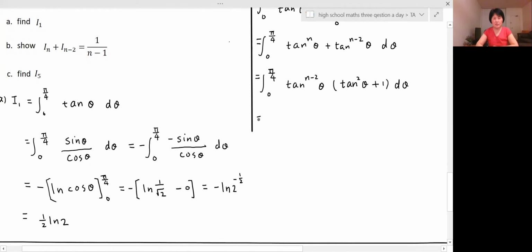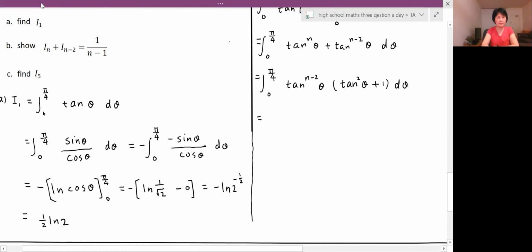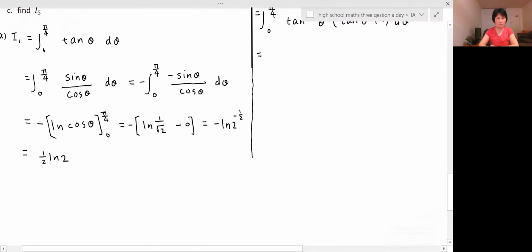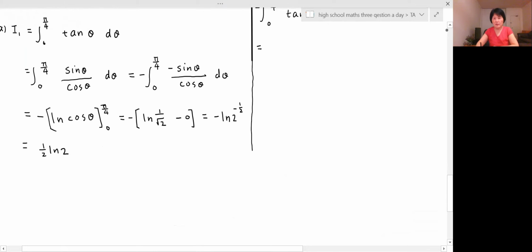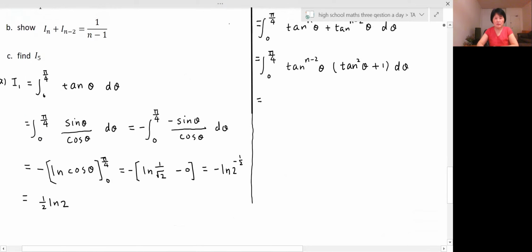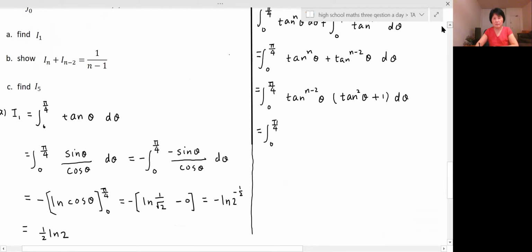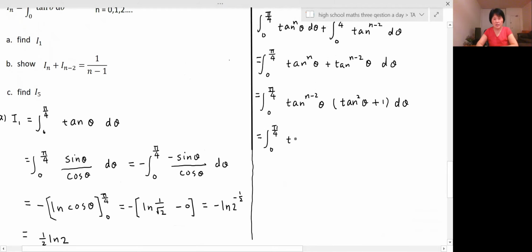Okay, then equal to, okay, this one is equal to the integration of theta, pi on 4. Okay, tangent n on 2 theta. Still here, 1 plus tangent squared theta is equal to secant squared theta.